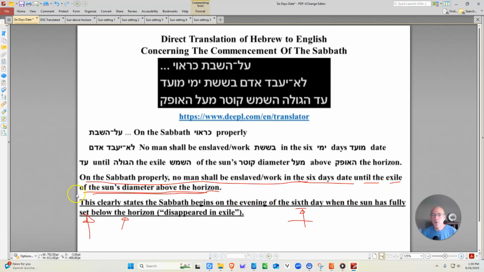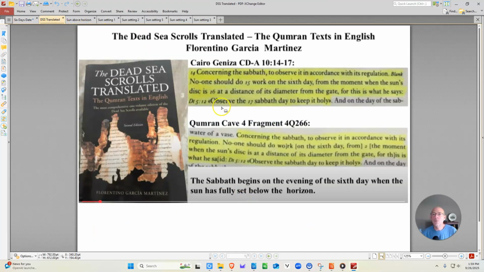What's introduced and what we haven't seen before is the sun's diameter above the horizon. And we have something that is related to that. So let me take you to the Dead Sea Scrolls translated by Florentino Garcia Martinez. This is one of the three major translations of the Dead Sea Scrolls, and it happens to be my favorite.